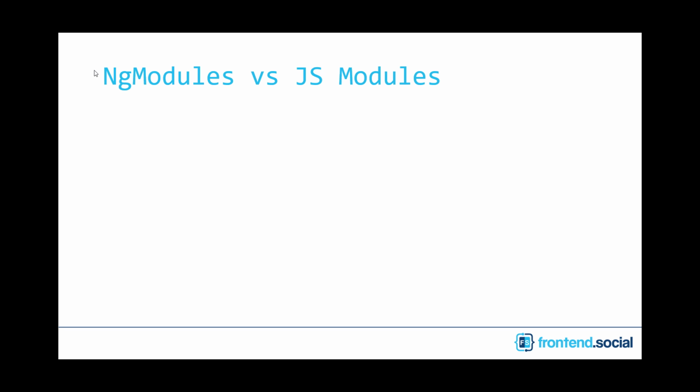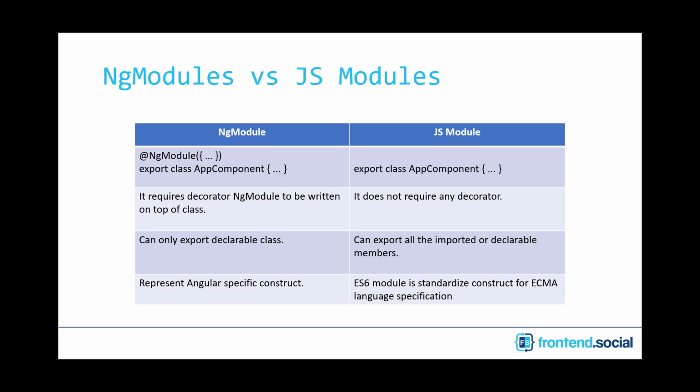Now we will see the difference between NgModules and JS modules. When you want to define an NgModule, you have to write the NgModule decorator on top of a class. In the case of a JS module, a decorator is not needed. An NgModule can export only declarable classes. In a JS module, you can export all the imported classes. NgModule represents an Angular-specific construct, whereas a JS module represents the ES6 standardized module construct.